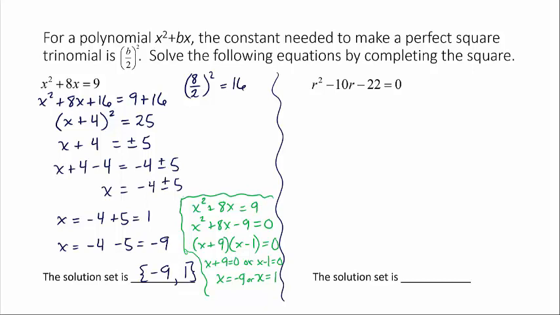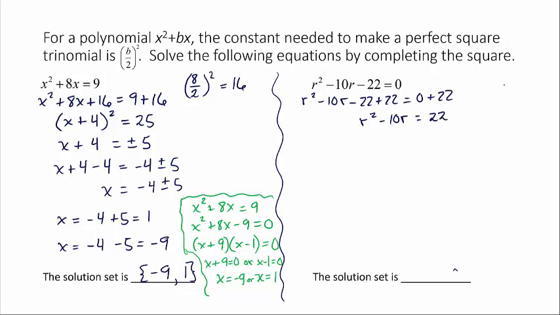So by completing the square, we want to start with this equation looking the same way the first one did, with the r squared minus 10r on one side. So the first thing I'm going to do is to add 22 to both sides. So I'm doing that here. r squared minus 10r minus 22 plus 22 equal to 0 plus 22. And then I have r squared minus 10r equal to 22.